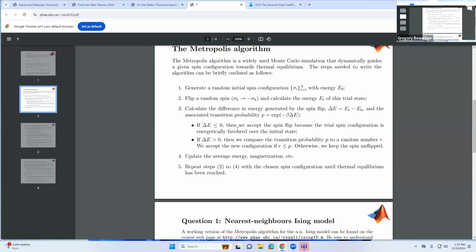If delta E is less than 0, you accept it. If it's bigger than 0, then you get a random probability and compare it. If you win the gamble, then you keep it, otherwise you throw it away. So that allows you to have a randomization of the system based on temperature. Then update the average energy and do it again, repeating as many times as you need to, until the temperature gets to a constant, or until the density reaches a constant.